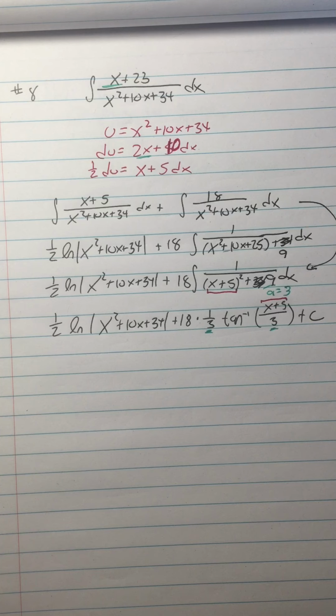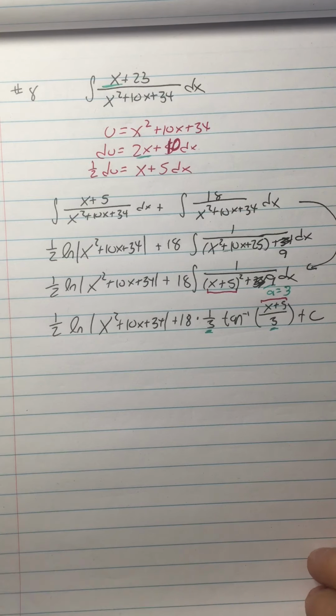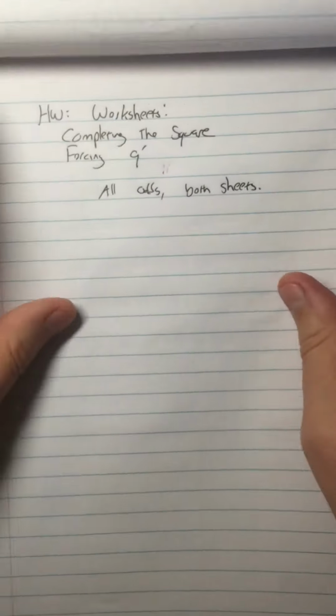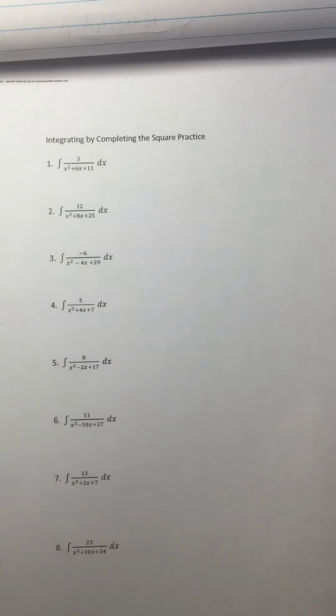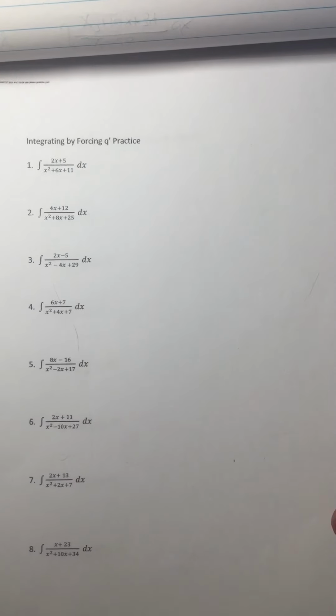So our goal for this week is the completing the square ones, the forcing q prime ones, the partial fraction ones. So here's our homework for that. Just do completing the square and forcing q prime. That's these 2 worksheets that I've been talking about that are posted. Completing the square, forcing q prime. You just do all the odds on both sheets. So 1 through 7 odd on both sheets.